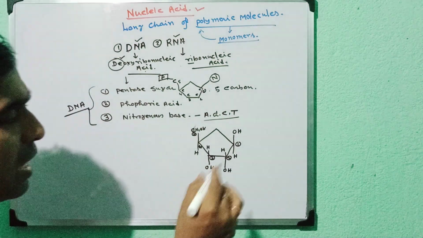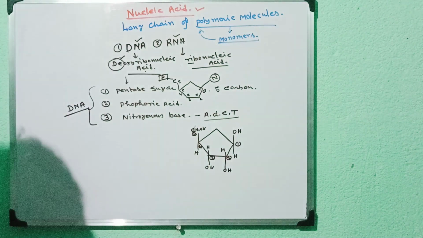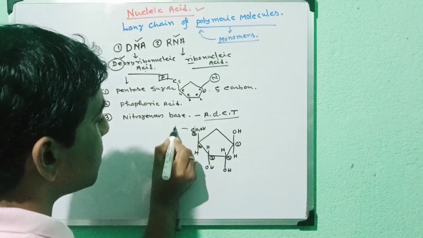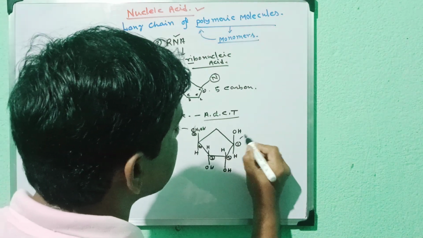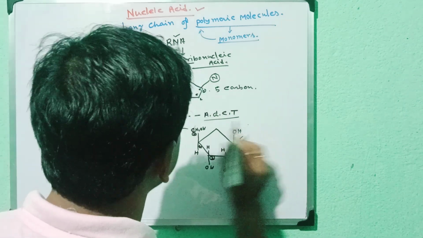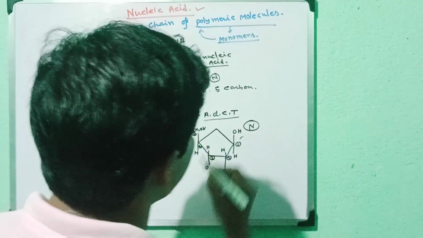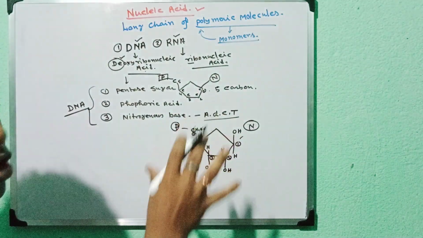In the case of DNA, this is the structure of the DNA. Here is the nitrogenous base, and here also the nitrogenous base, the phosphate group, and also the nitrogenous base. These are the components.